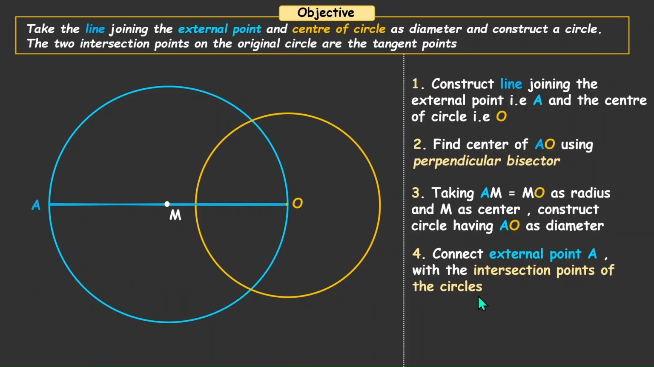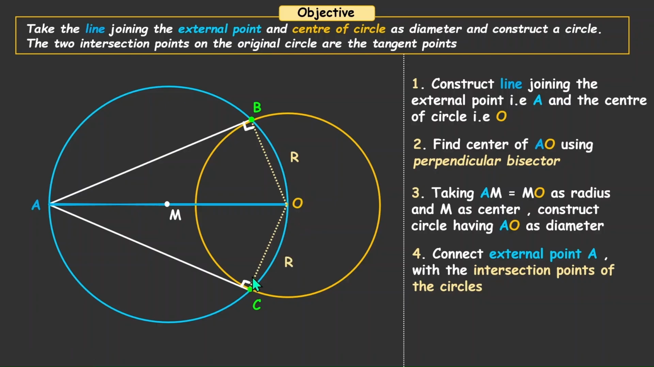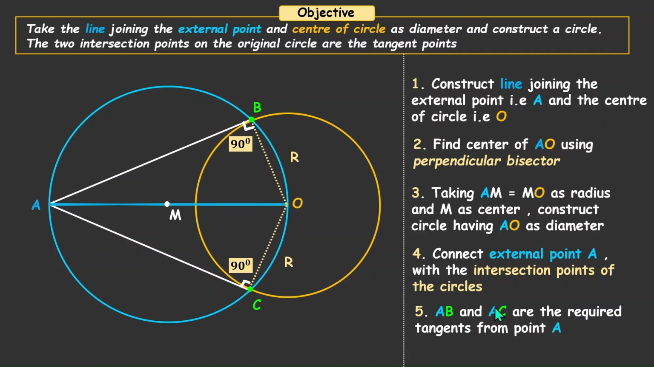Now all that is left to be done is connect the external point A with the intersection points of the circles. If this is point B and this is point C, let's connect AB and AC. So we have AB and AC, and they are tangents because they touch this circle at one point. We can also see that if we construct the radius here, so that is the radius R, and again on this side we have the radius R, then this angle is 90 degrees. So these are the tangents of the circle, and that's it. AB and AC are the required tangents from the point A, which is external to the circle.